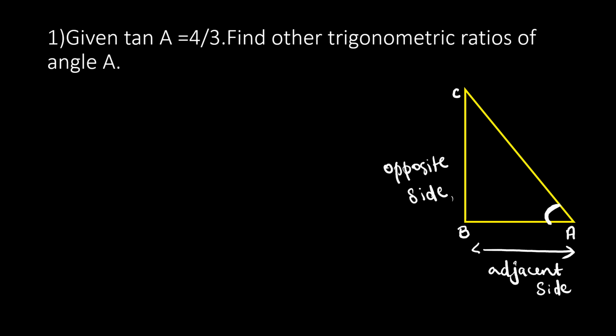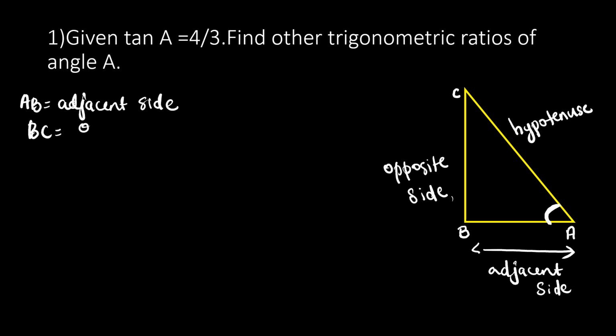Okay, now what is AC? AC is the hypotenuse. Okay, now we'll write this. AB is the adjacent side of angle A. Now BC is the opposite side of angle A and AC is the hypotenuse.